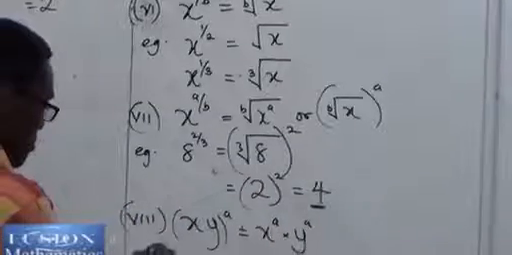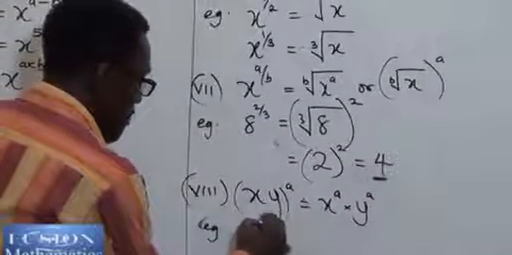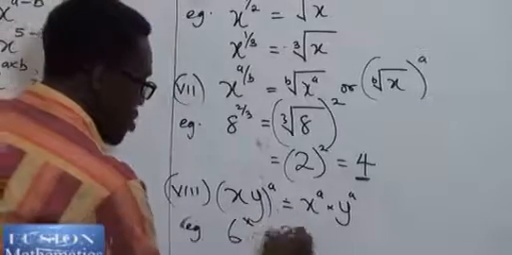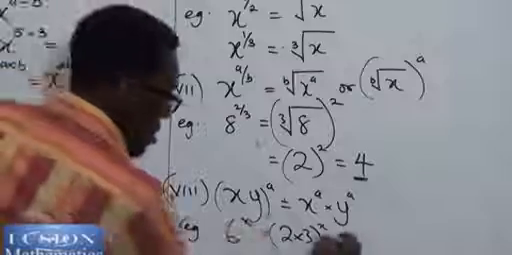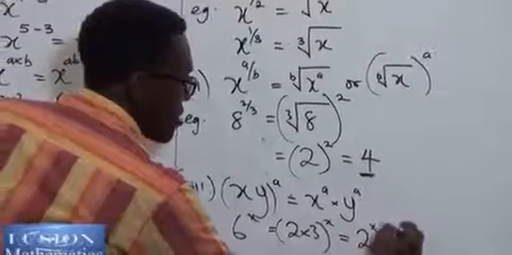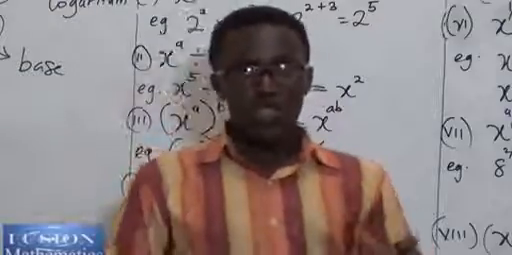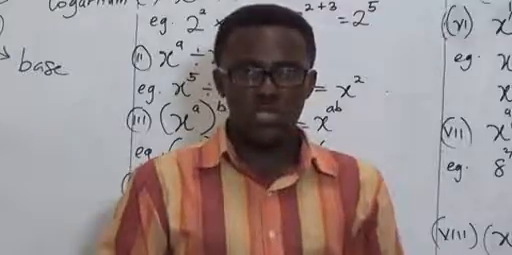Given for instance, we have 6 raised to the power x. This is the same thing as (2 times 3) all raised to the power x, equals 2 raised to the power x multiplied by 3 raised to the power x. So these are the laws of indices. With these laws, we'll be able to solve any question on indices.